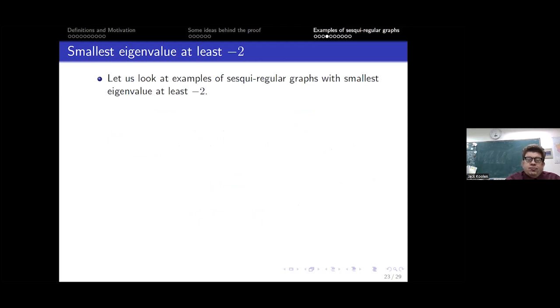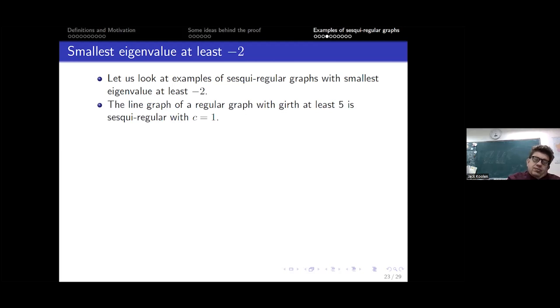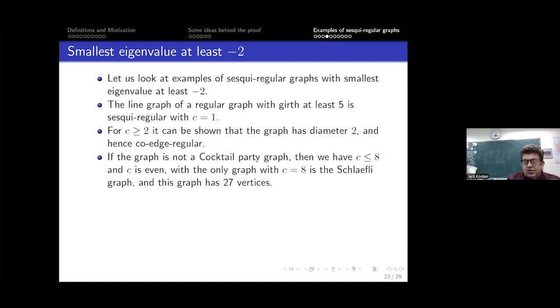Now I will try to convince you that there are many sesqui-regular graphs, although for lambda minus 2 you say there are not so many. If you take the line graph of a regular graph with valency at least 5, that is sesqui-regular. And for c at least 2, it can be shown that the graph has diameter 2 and hence is co-edge regular. They are classified, the co-edge regular graphs with smallest eigenvalue minus 2, and they always have c at most 8.